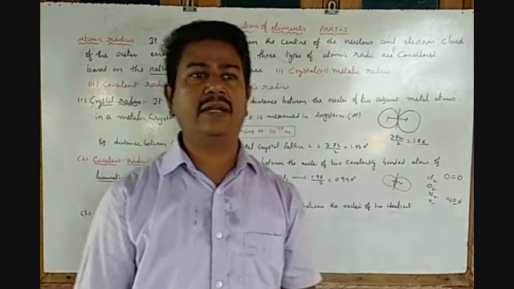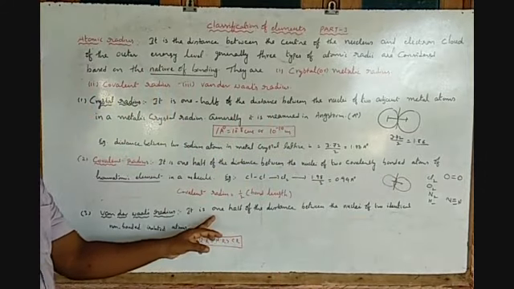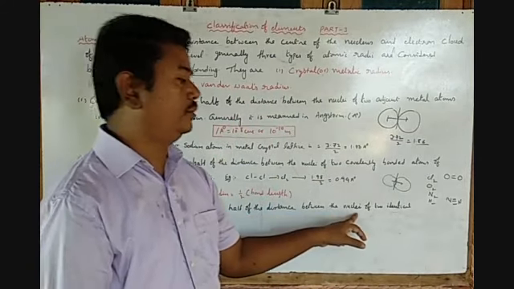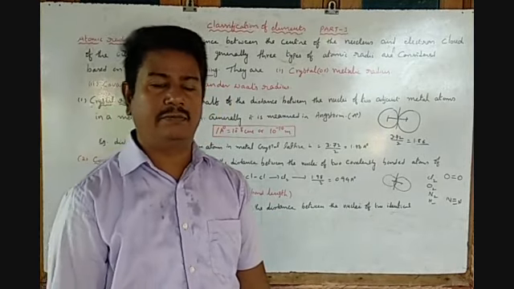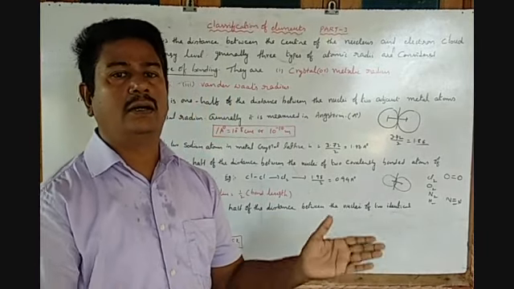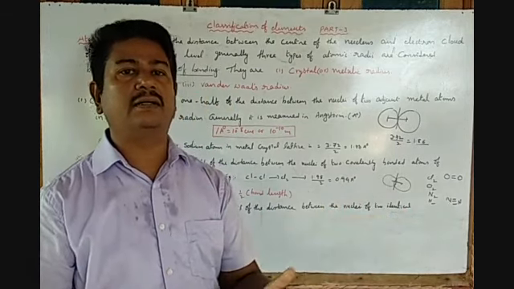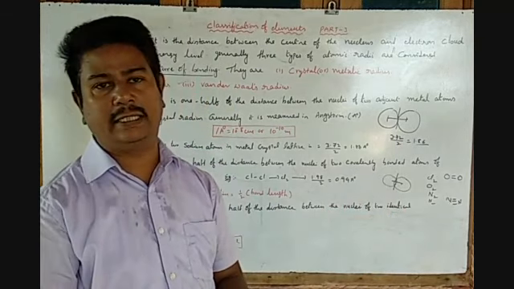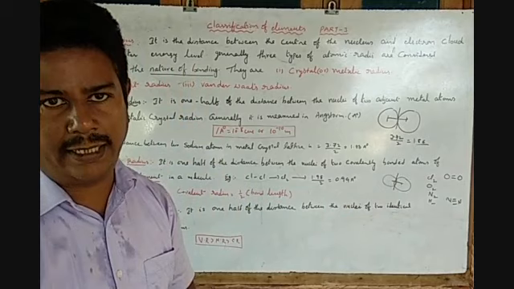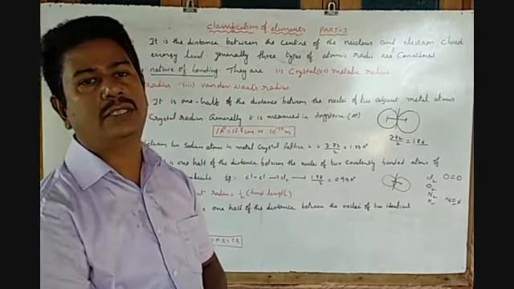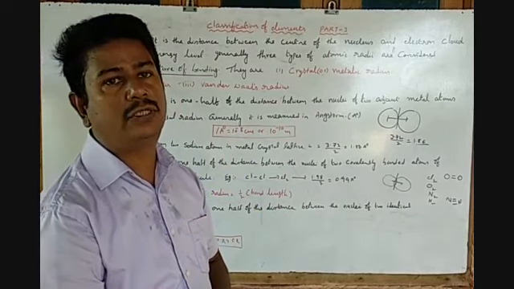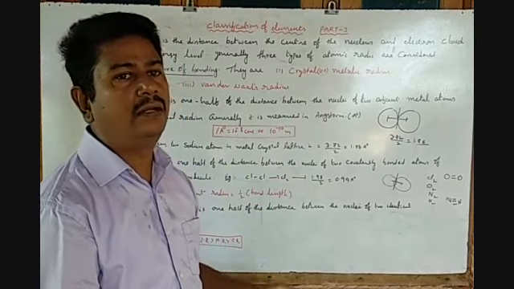So the Van der Waals radius is defined as one half of the distance between the nuclei of two identical non-bonded isolated atoms, of elements like krypton, xenon, helium, because those are not chemically bonded. So if you want to measure the atomic radius of such atoms, we use the Van der Waals radius.